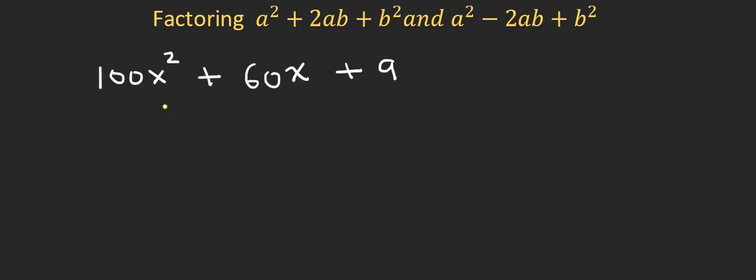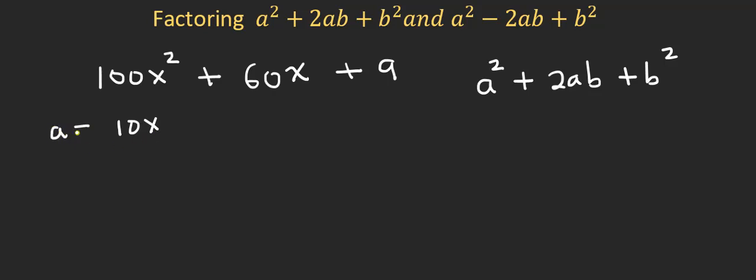Let's take a look at another example. We've got 100x squared plus 60x plus 9. Well, the first term is a perfect square. The last term is a perfect square. This one looks like a squared plus 2ab plus b squared, so let's see if this is a perfect square trinomial. What is the square root of 100x squared? That's 10x, so that could be our a. What about the square root of 9? That's 3.